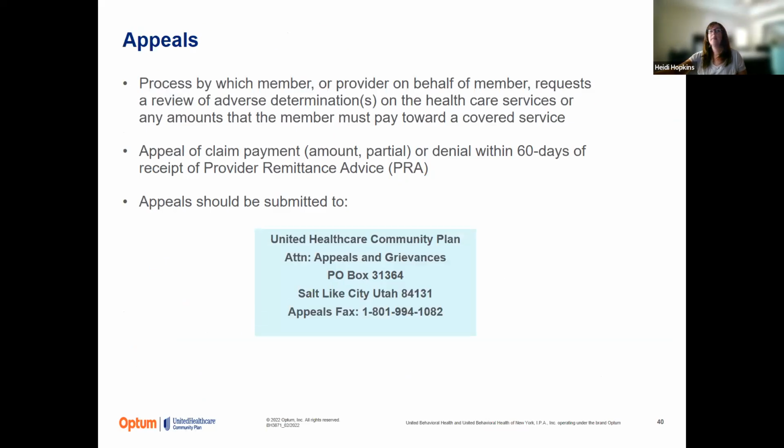So next we're gonna talk about appeals. What happens when your claim denies, right? So if you need to appeal your claim based on the outcome of the claim, I wanna make sure that you have the information that you need. So the appeal of your claim payment or denial within 60 days, we want that within 60 days of receipt of the provider remittance advice. So again, that's why it's really important to make sure you're reviewing those timely. So below you'll see the address where you would submit your appeals to. There's also a fax number that you could fax in the appeal information as well. Next slide, please.